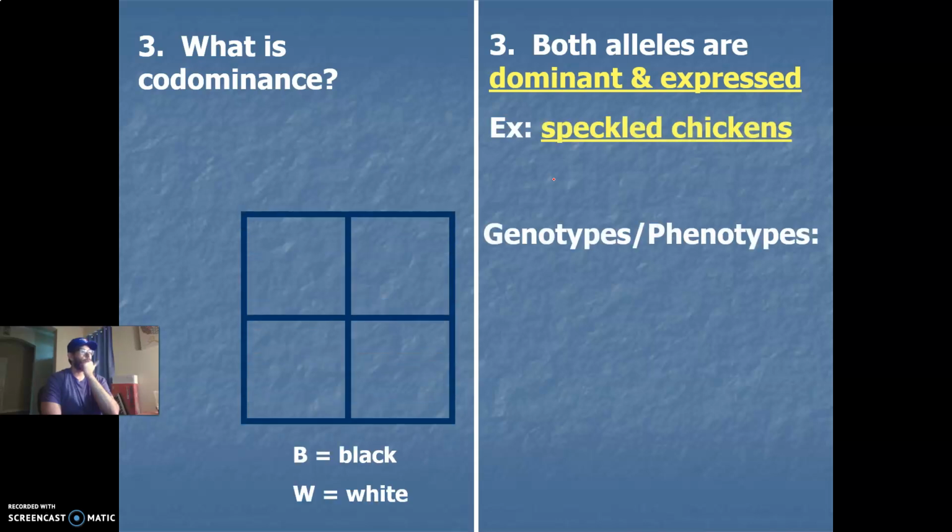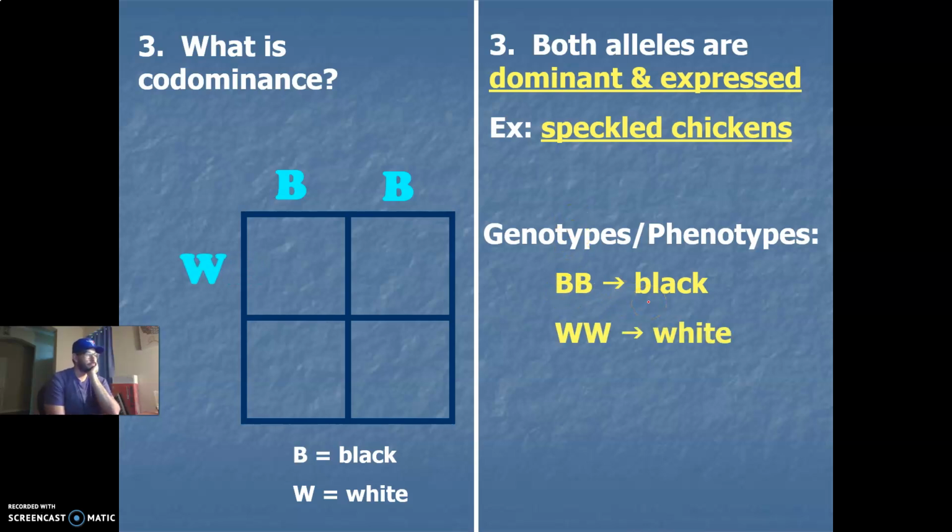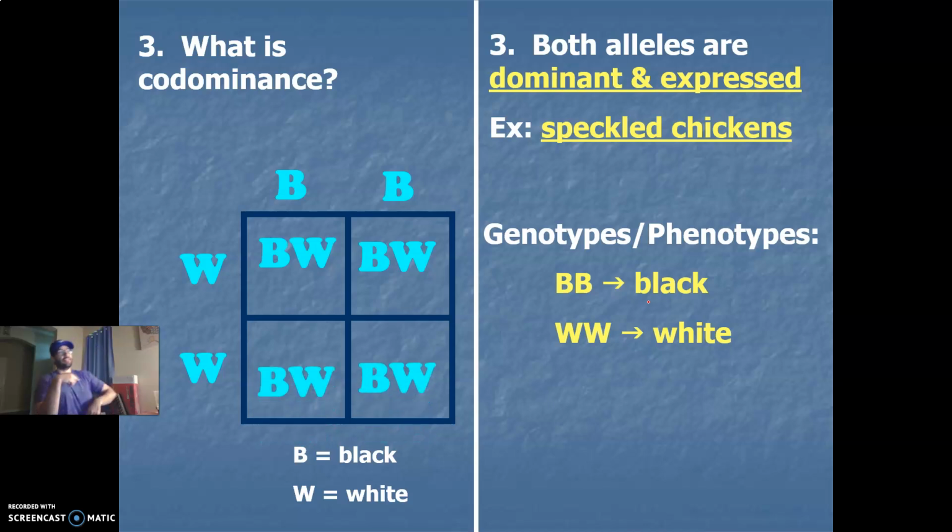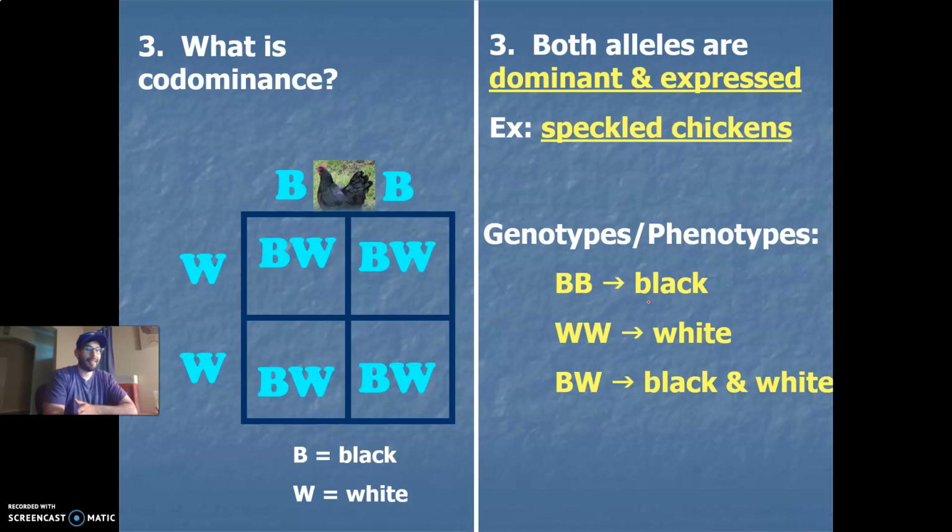So both alleles are dominant and expressed. Let's look at this example right here. We have our key: two big B's means black, WW means white. But what happens when we put them together? We do our cross like we normally would and get BW. So once again, this is codominance. This isn't a blending, which means that both traits are going to show. So therefore, we end up with black and white.